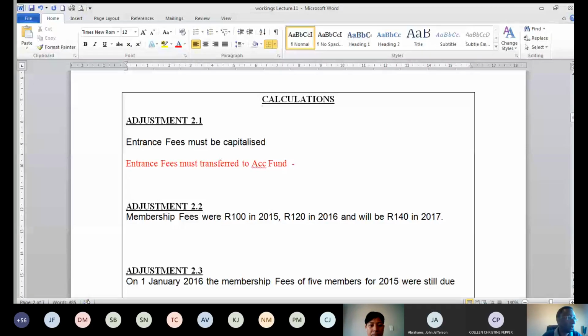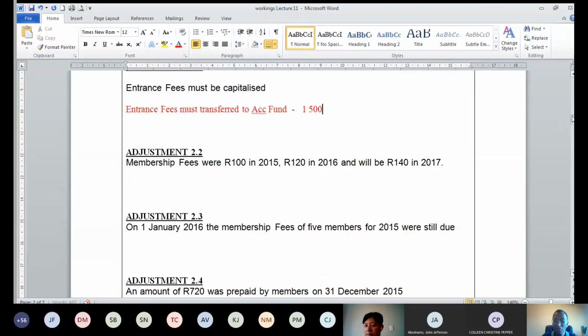And if you go to your list of accounts there, guys, you will see that your entrance fees is the amount of 1,500 rand. 1,500 rand must be capitalized. 1,500 rand must be added to your accumulated fund balance. Therefore, you will show this now in your statement of financial position, because accumulated fund is equity. It goes to your statement of financial position.